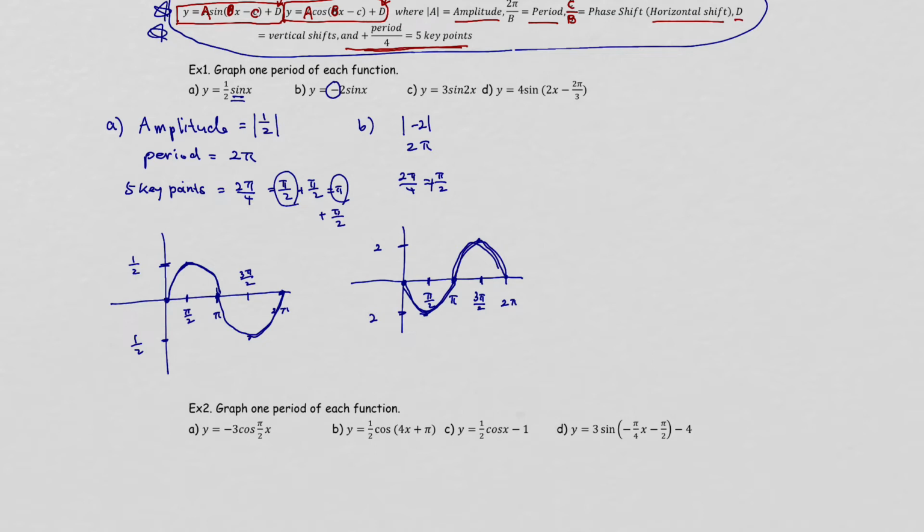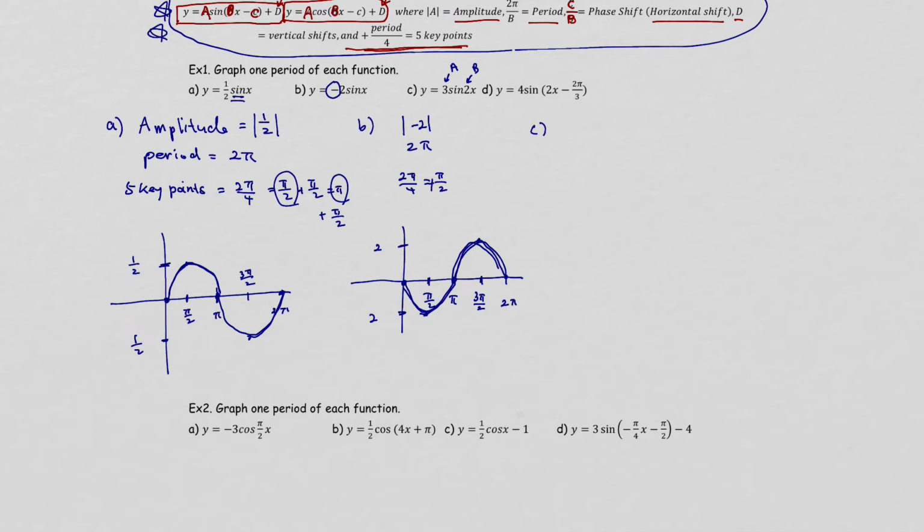Let's try another one. What happens if you have the value multiplied to the x? Remember, we consider that as b. So this is a, and this is b, right? What happens if we have a, b attached to the sines? That will be the c graph.